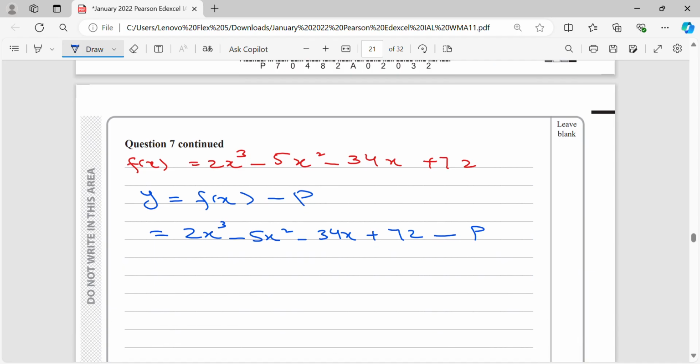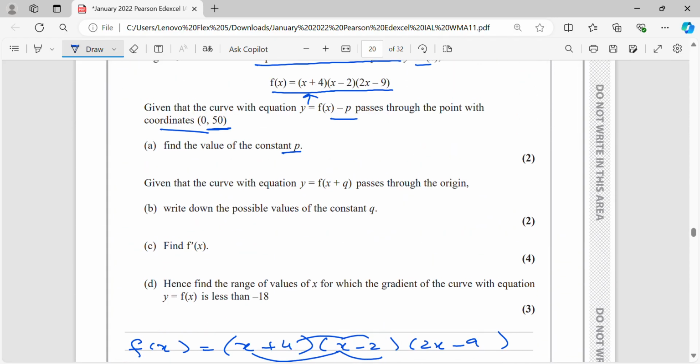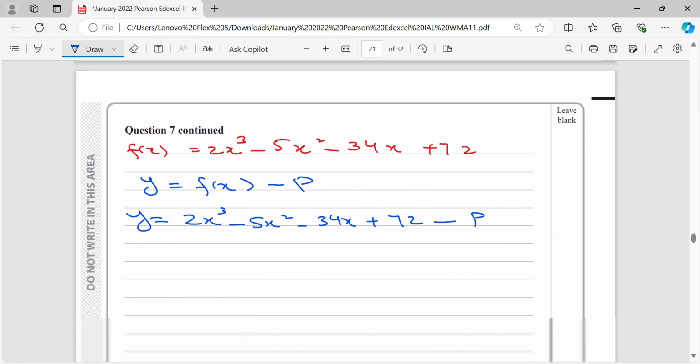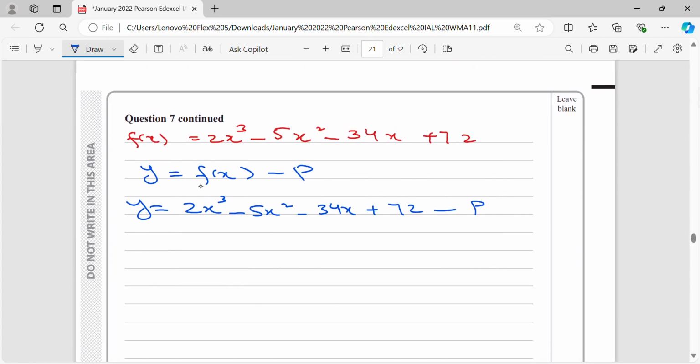And this curve passes through the point. Let's read the question. So this curve with the equation y equals f of x minus p passes through the point with coordinates 0 and 50. So as we know that f of x minus p passes through the point 0 and 50, where x is 0 and y is 50. So I can replace y with 50 and x with 0.